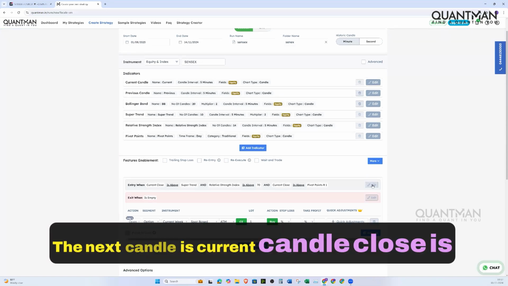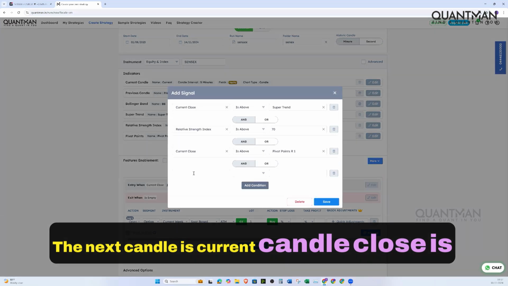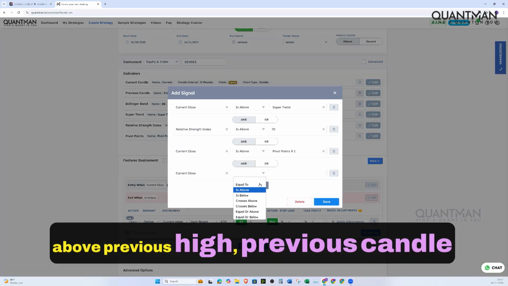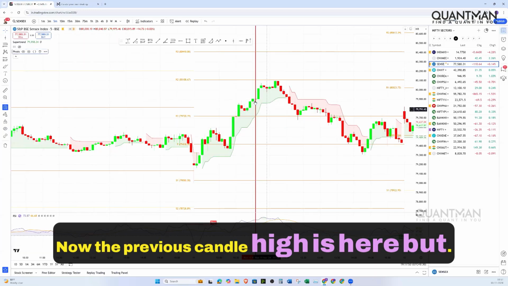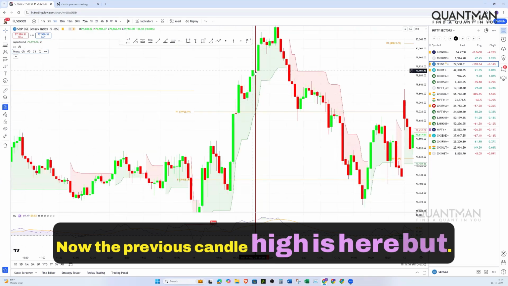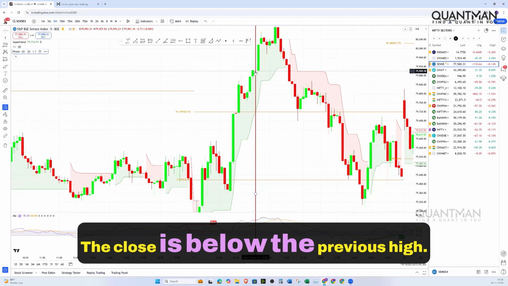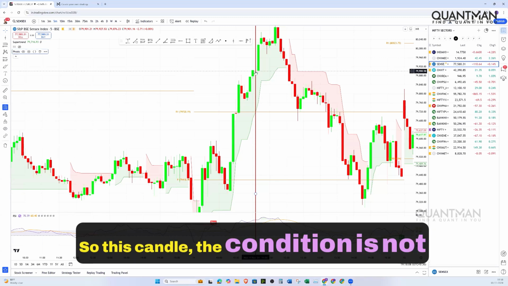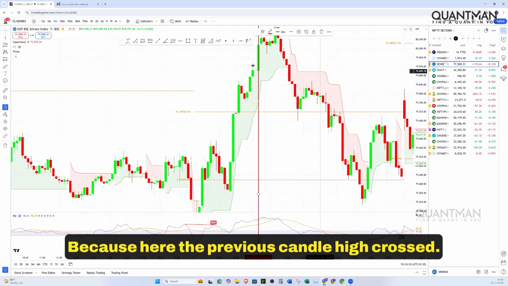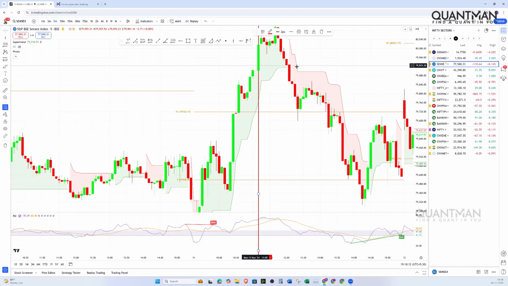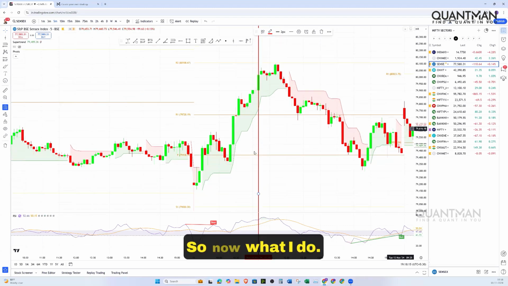The next condition is current candle close is above previous candle high. Total 4 conditions. Now the previous candle high is here, but the close is below the previous high, so on this candle the condition is not satisfied. The order will be taken on the next candle, because here the previous candle high is crossed.